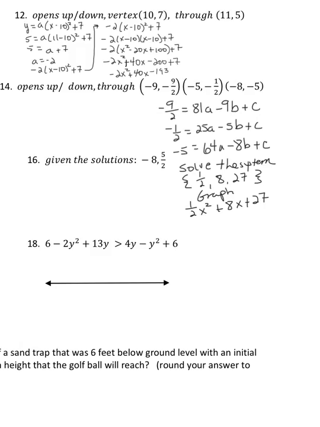All right, so here's number 14 worked out. I created my 3 equations, and so here are the 3 equations from these 3 points. I create these 3 equations, solve this system. I get 1/2, 8, and 27. I write my equation, 1/2 x squared plus 8x plus 27. I graph it to make sure that these points are on the table. Everything checks out, so I'm done.